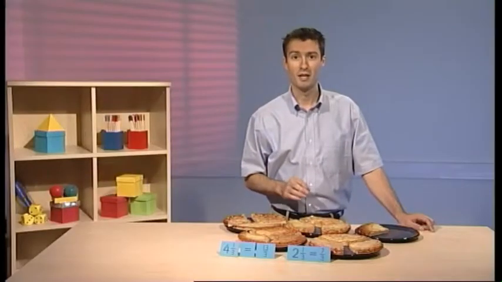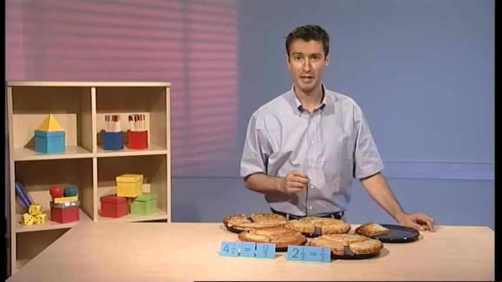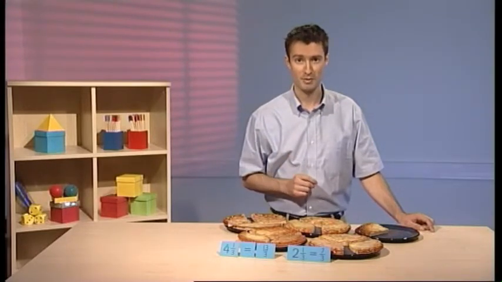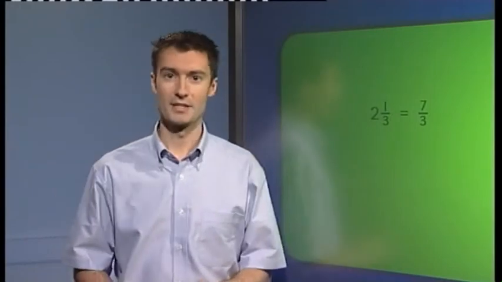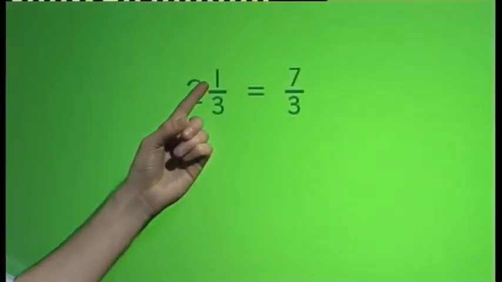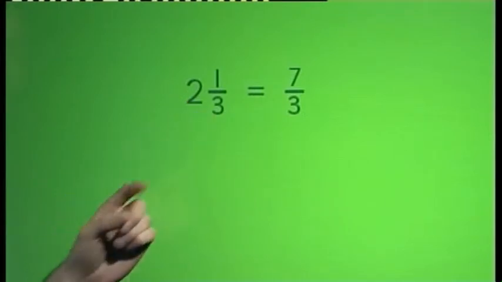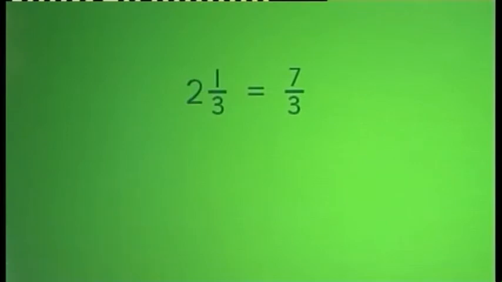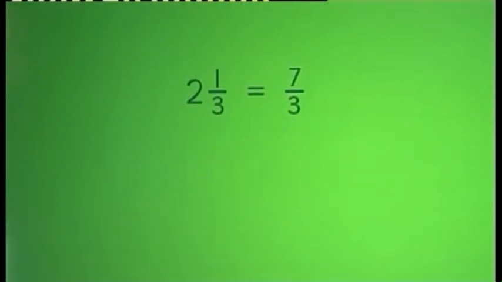Now having pizzas helped me to work out the improper fractions, but there's a clever way of making improper fractions just from the numbers. I'll show you what to do and why it works. What do you get if you multiply the 2 and the 3 and then add the 1? Well, 2 times 3 is 6 and 1 more makes 7. And that is the number at the top of my improper fraction. The bottom numbers are exactly the same.